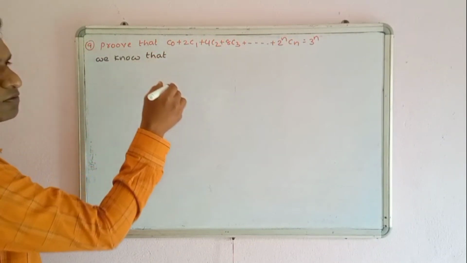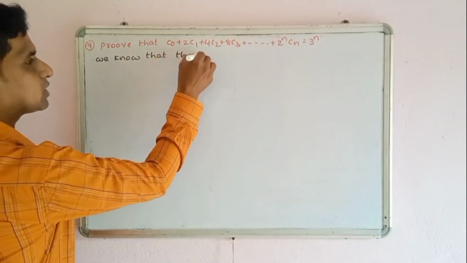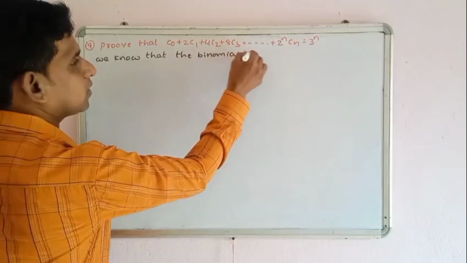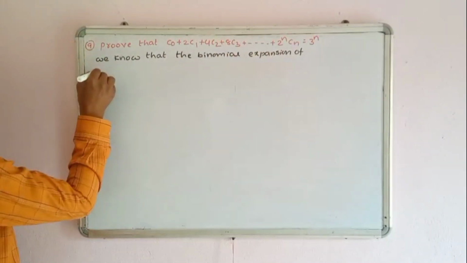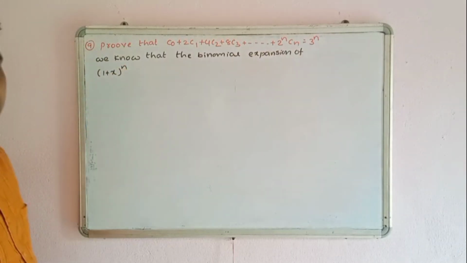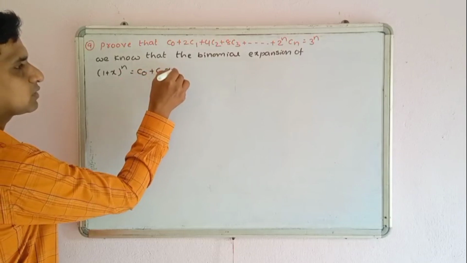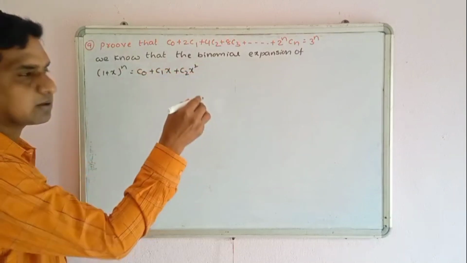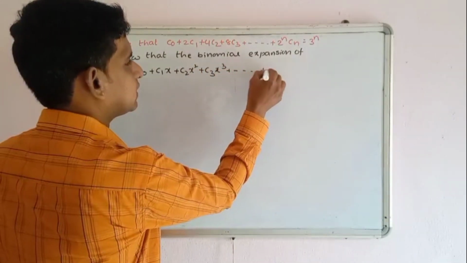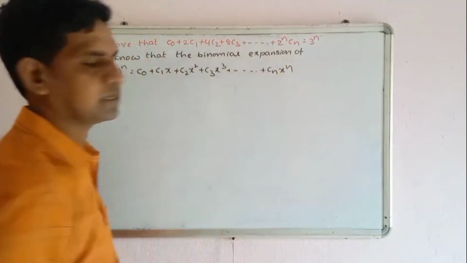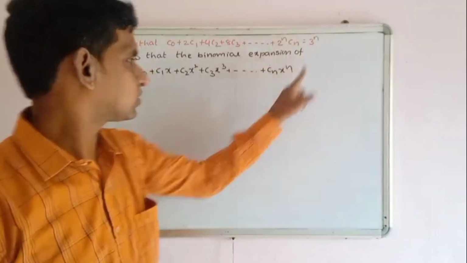We know the binomial expansion of (1 plus x) whole power n. (1 plus x) whole power n is C0 plus C1x plus C2x square plus C3x power 3 plus so on, Cn x power n. Here, in the answer, 3 is there, so x is there.